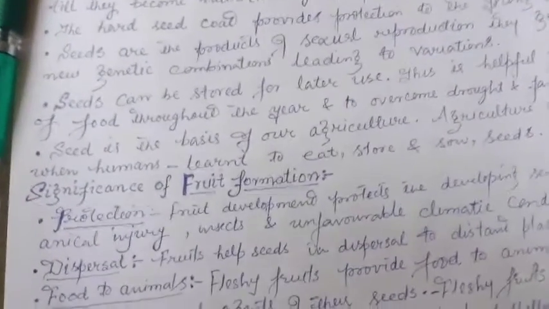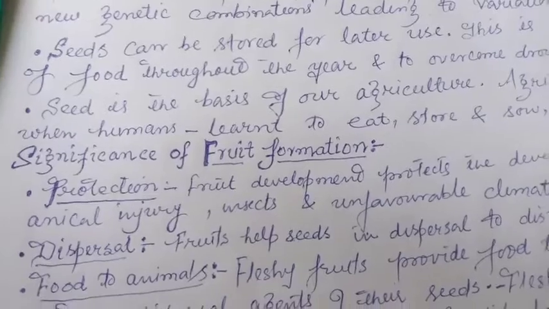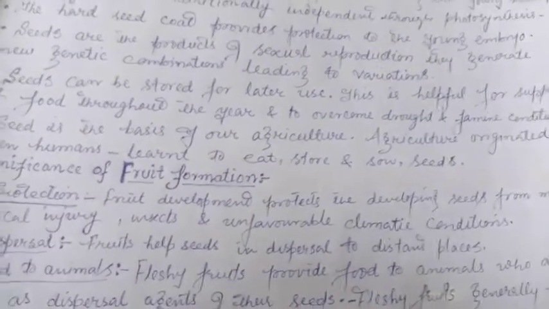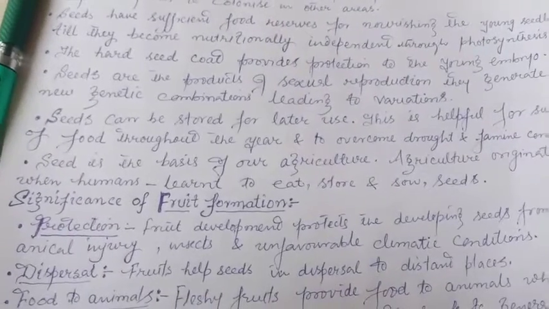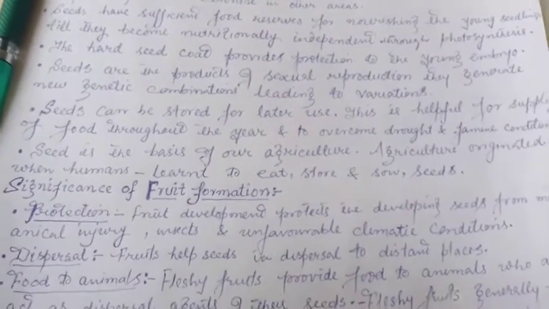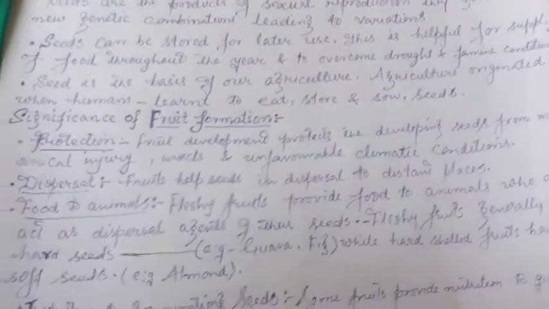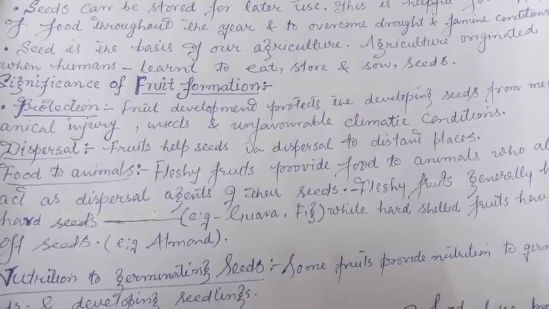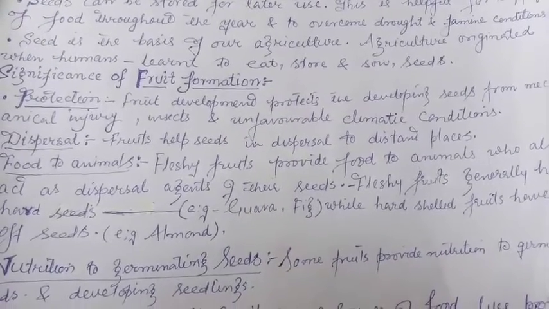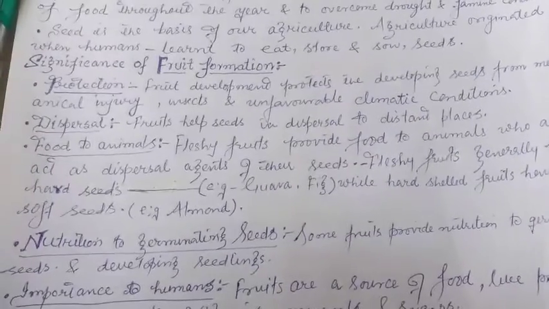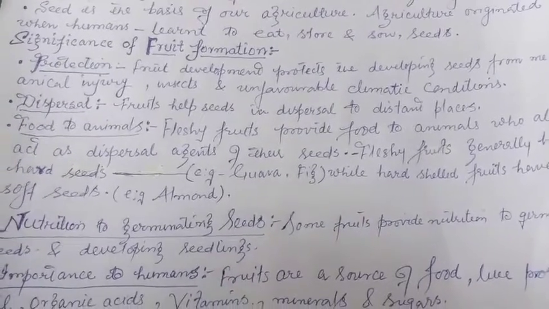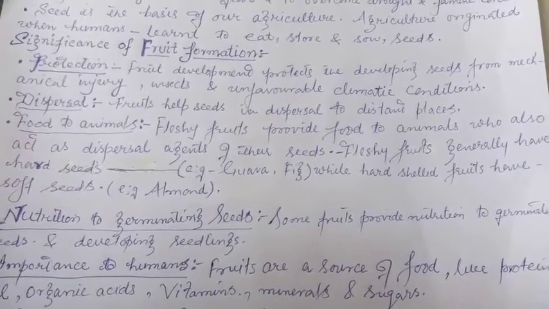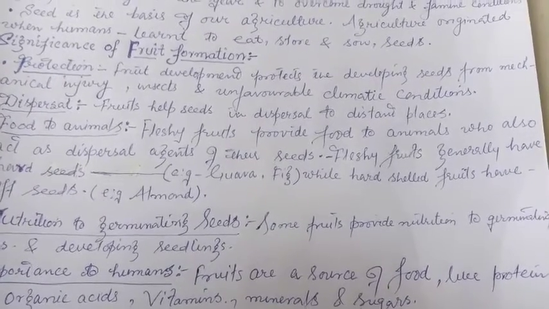Now, the significance of fruit formation. First is the protection. Fruit development protects the developing seeds from mechanical injury, insects, and unfavorable climatic conditions. Dispersal: fruits help seeds in dispersal to distant places. Food to the animals: fleshy fruits provide food to animals who also act as dispersal agents of their seeds.